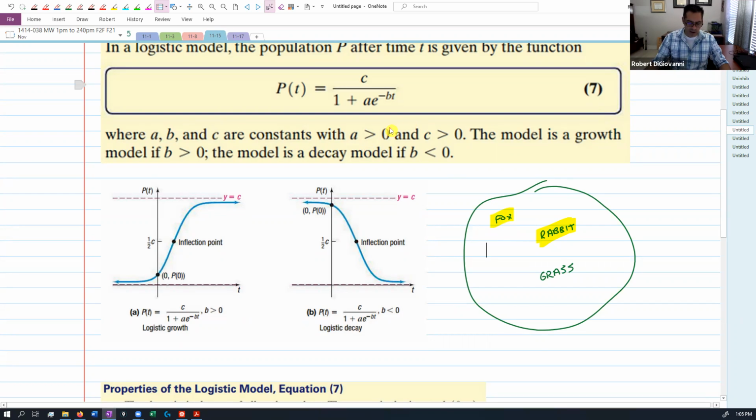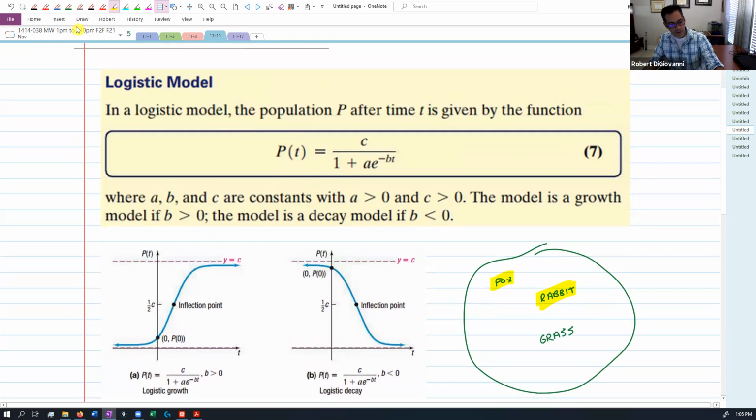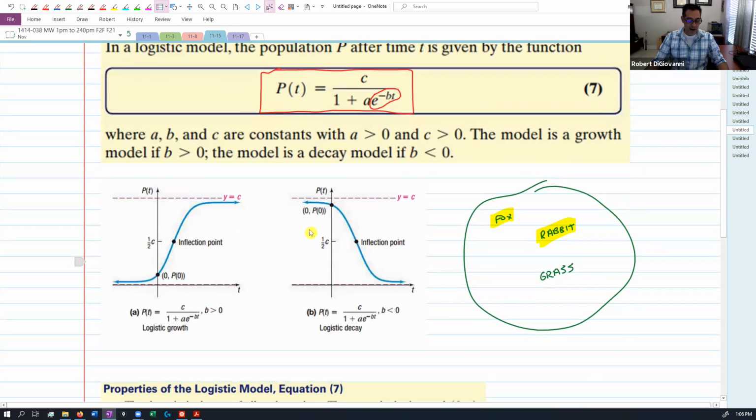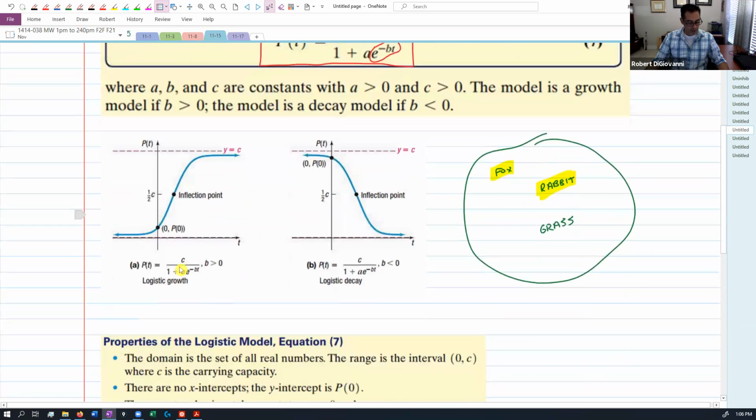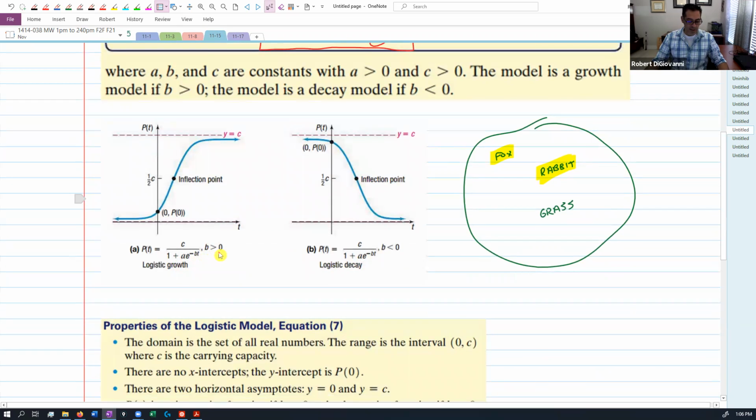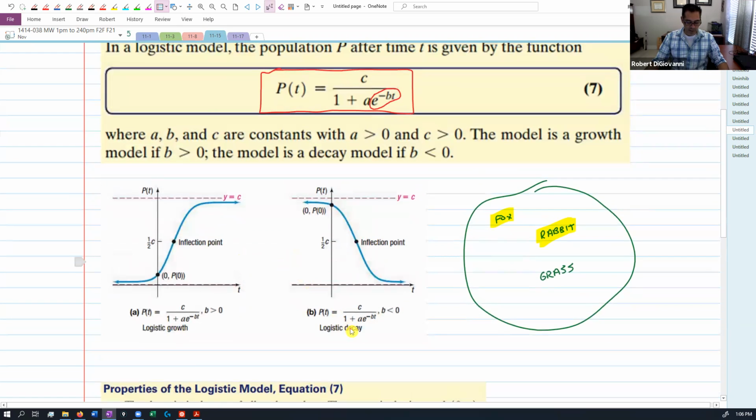Some things to recognize. Here's the actual model, the function. You'll notice that it is exponential in the sense that it has an exponential expression in it, e to the negative bt, but it's in the denominator of a fraction, which is unusual. We haven't seen it down there before. So anytime we have something like this, we're going to have one of these two graphs. This first one is if the b is positive, and the second one is if the b is negative.